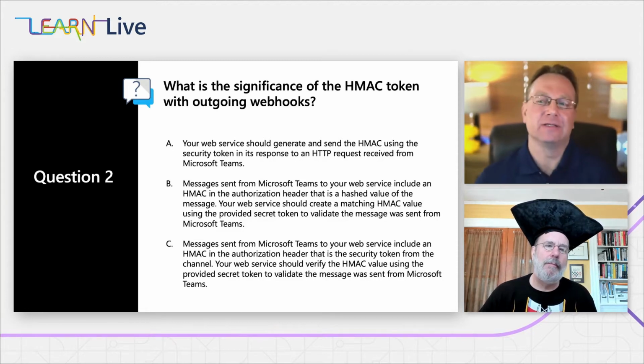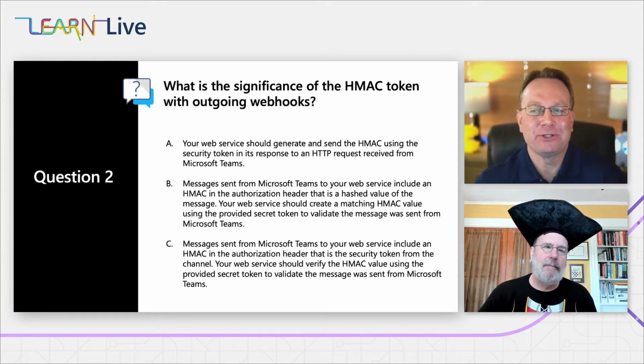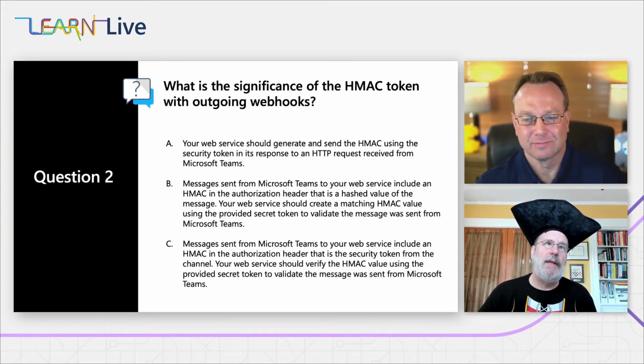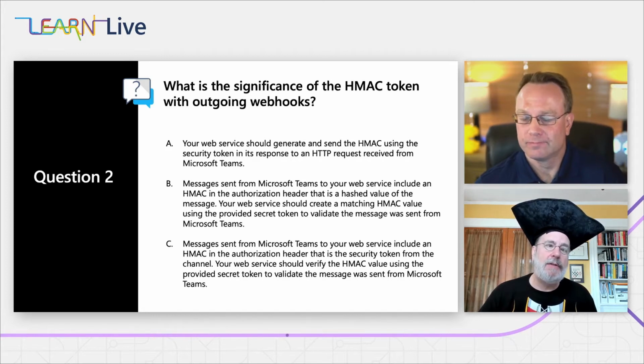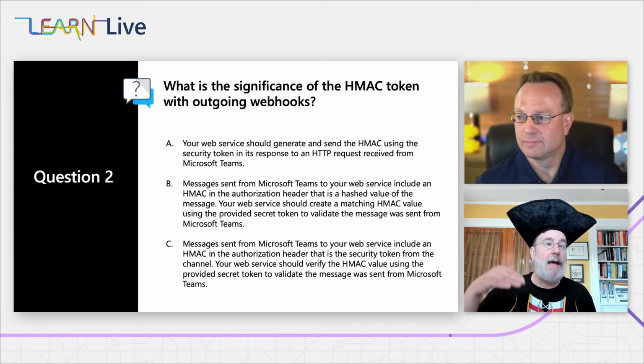What is the significance of the HMAC token with outgoing webhooks? Give everybody a sec to look at that. While they're looking, I'll answer a couple of other quick questions. Could the returned adaptive card include actions? Universal model, I don't know if that's in there yet, but it can absolutely include actions, depending on what they are. Some of the bot actions aren't there because you don't have an actual bot, but you could launch a web page, or reveal and hide parts of the card.